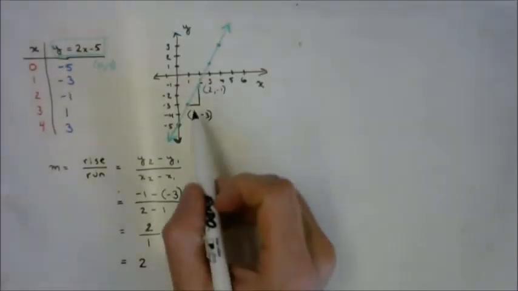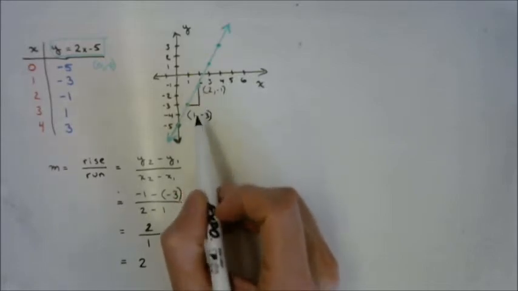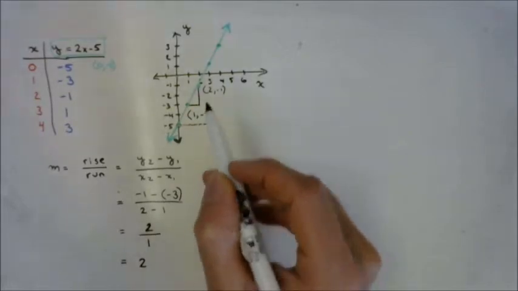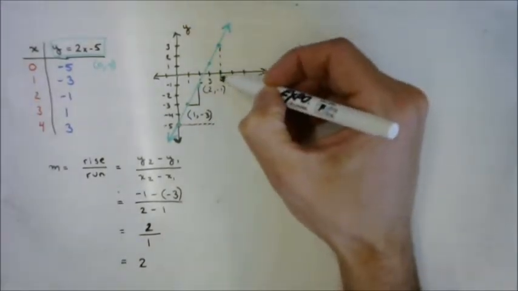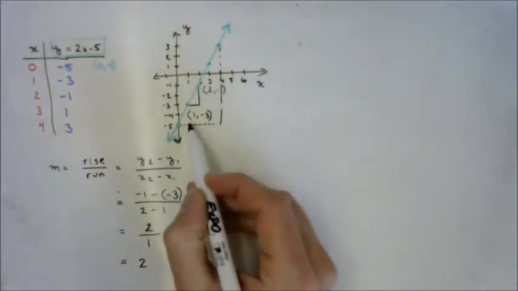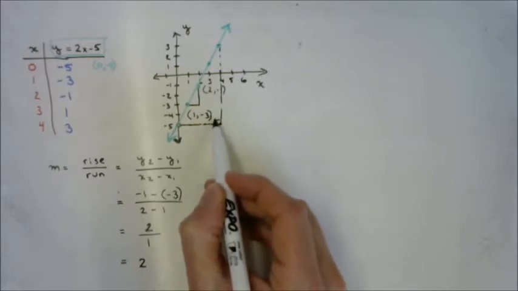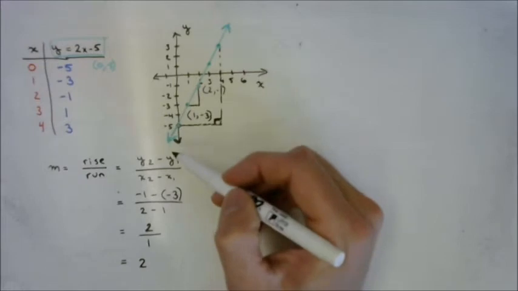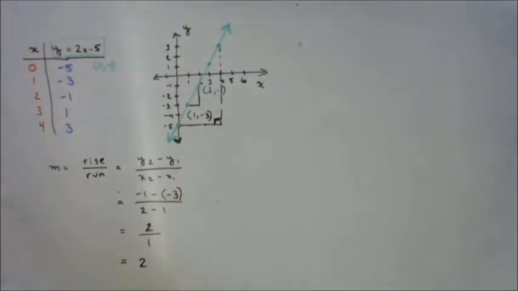Now we chose to do it between these 2 points. Do you think I would have gotten a different slope or the same slope if I did it from this point way up here to this point way down here? Same. I would have gotten the same slope because the slope is constant. Okay, way to go, everybody.